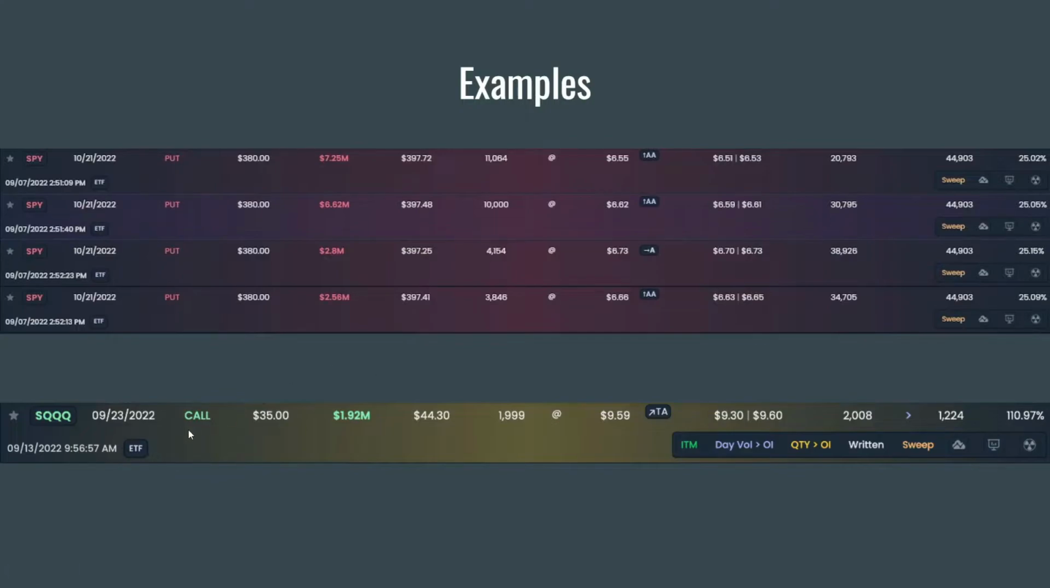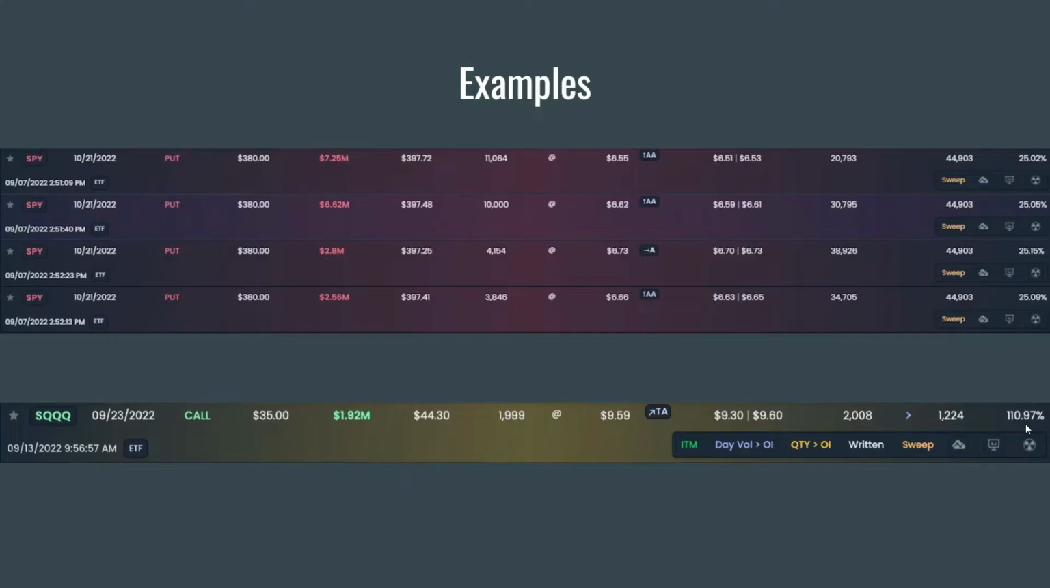And so on the flip side, we have just one order of SQQQ. The September 23rd calls at the 35 strike. So these were trading at 44.30. That was the spot price. So these are in the money, which you see by the little tag here that WhaleStream produces. And these were traded towards the ask. As you see, the 9.59 contract price was just under the ask price of 9.60. And then again, IV at 110.97%, just a single order.